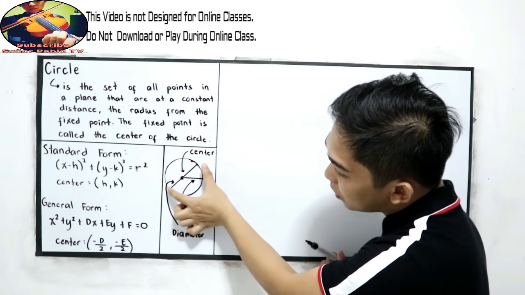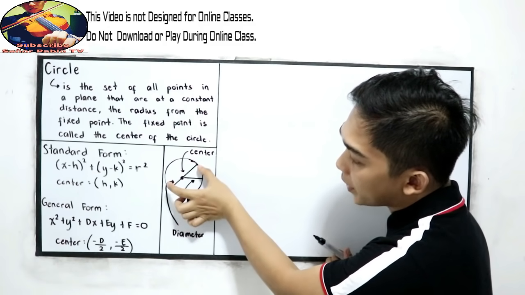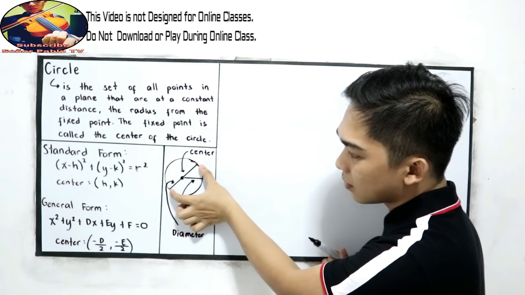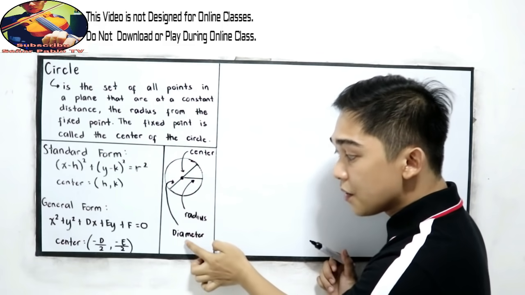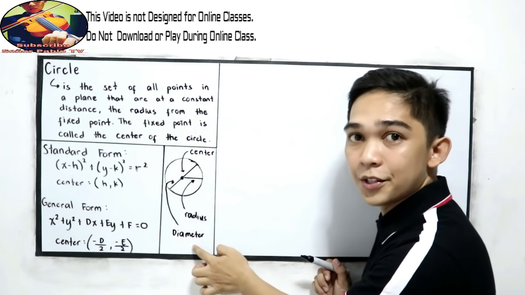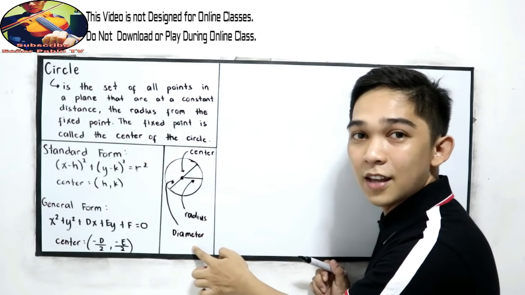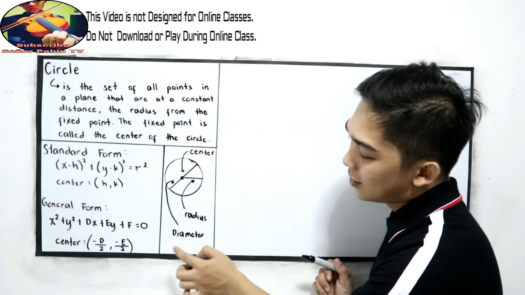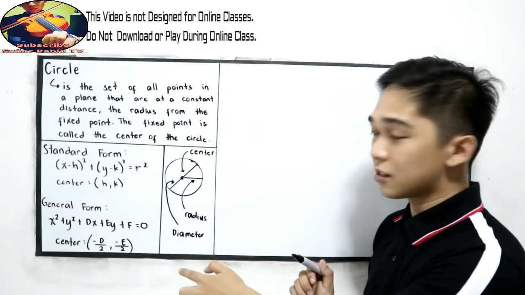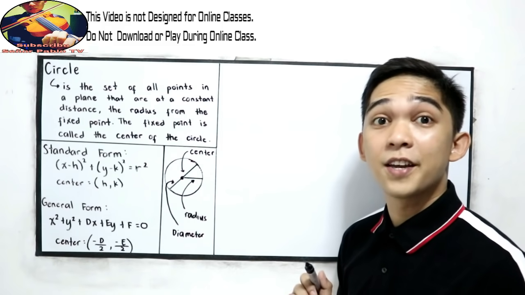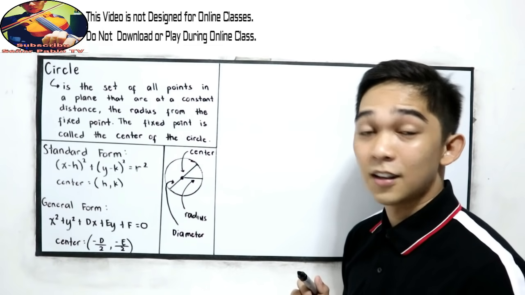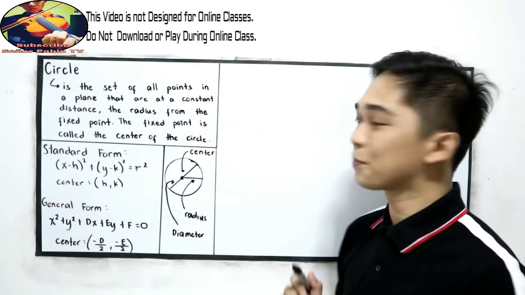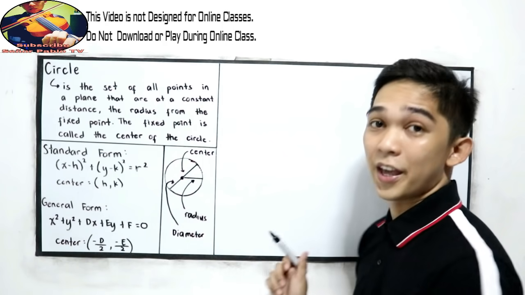And if we're going to connect a point to another point that passes through the center, that is what we call the diameter. And in our measurement, a radius is half of a diameter. The diameter is twice the radius. So that is the circle.